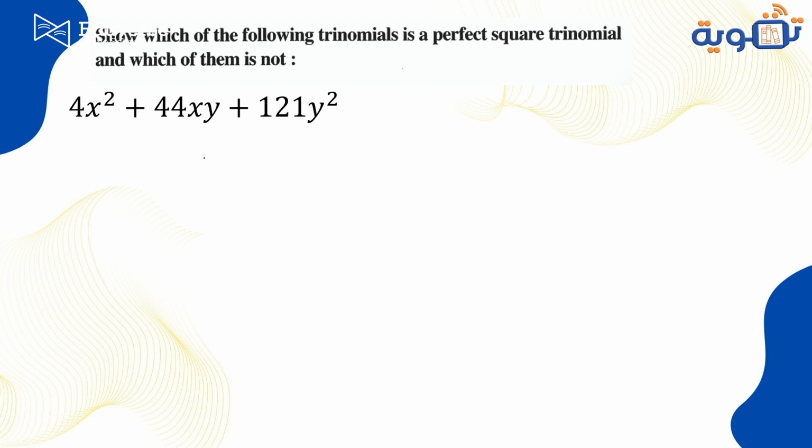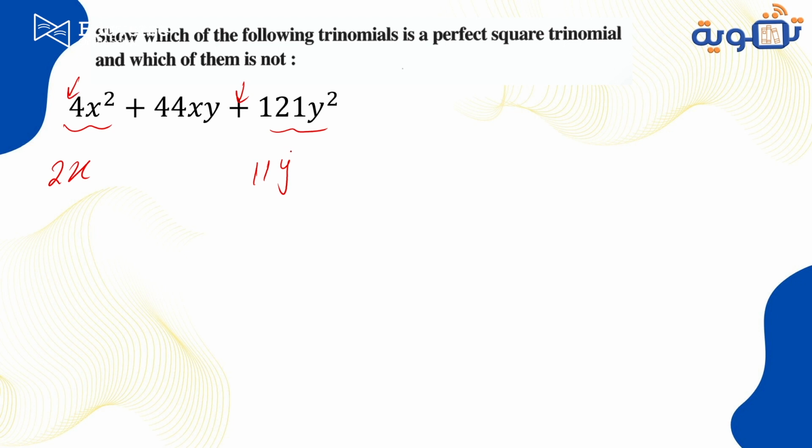For example, here we have the first one, 4x power 2 plus 44xy plus 121y power 2. As I told you, make sure first it's arranged. Yes, power 2, power 2, power 2, so it's okay. Let's check the first one. Can I find a square root for the first one? Actually, yes, it will be 2x. And the square root of the third one, here it will be 11y. Make sure they both are positive, the first and the third one.